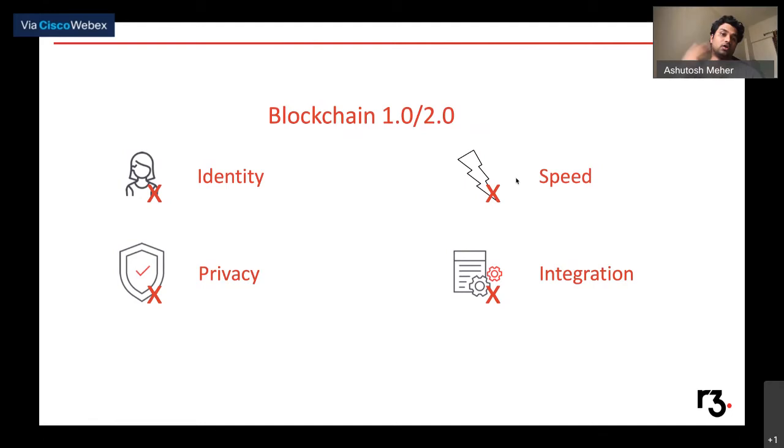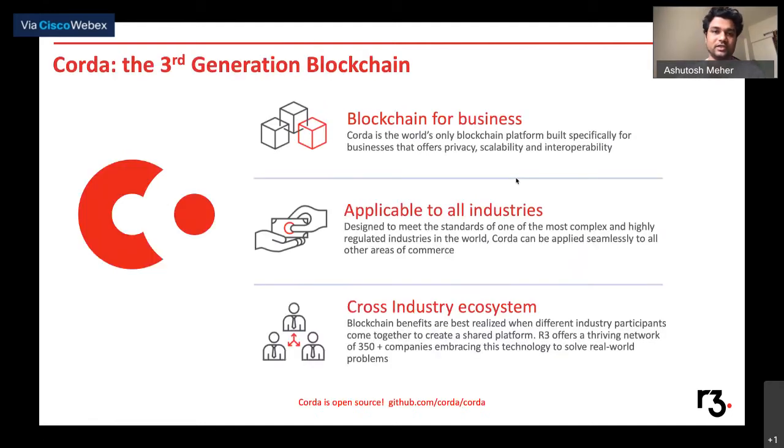So that gave birth to Corda, which we call the third generation blockchain, and it's not just a blockchain; it's more of a DLT. We call it third generation because it takes all the benefits of the traditional blockchains and utilizes those to create something more helpful for businesses. So we call it a blockchain for business, and we'll see how we do that in the next slides. So it's applicable to all industries.